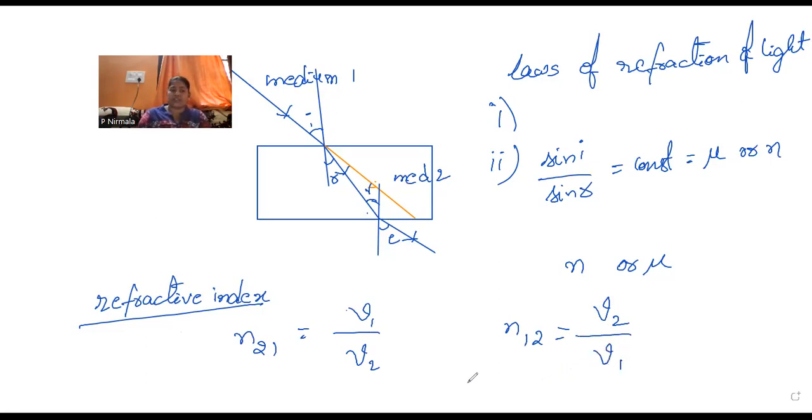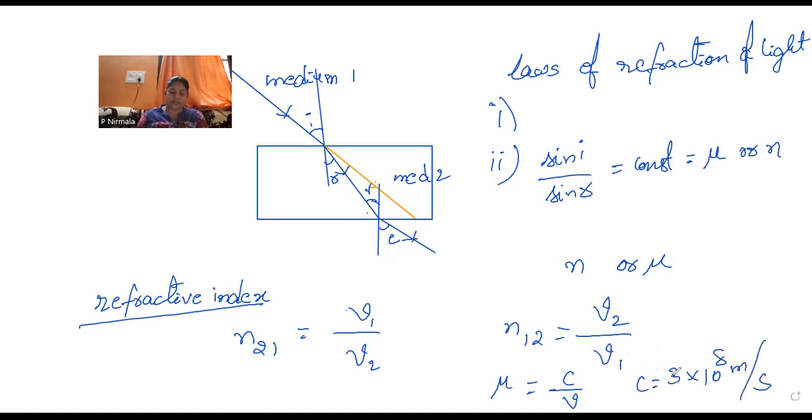Generally, in most cases we take light going from air to the medium. So for air to medium, the refractive index equals c by v. You know the speed of light. What is the speed of light? 3 into 10 to the power of 8 meters per second. That is the value of c.